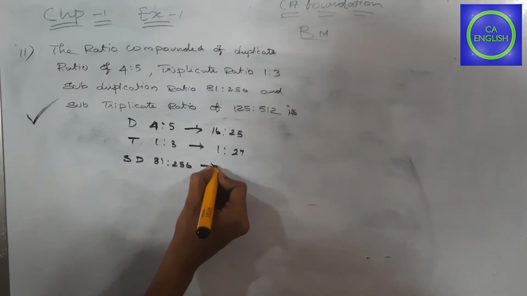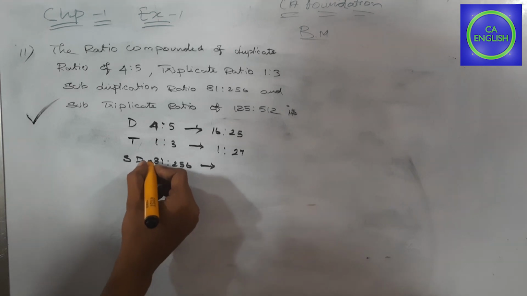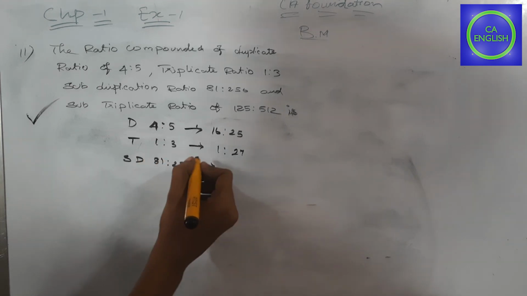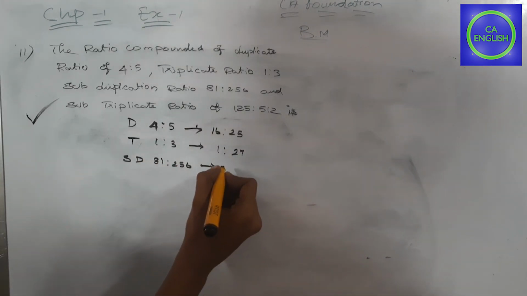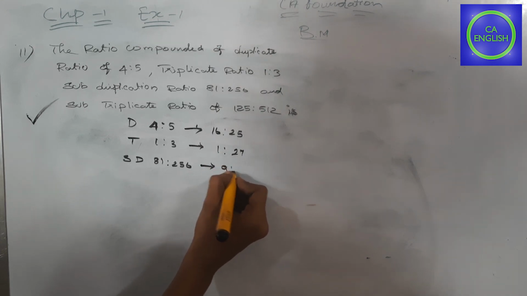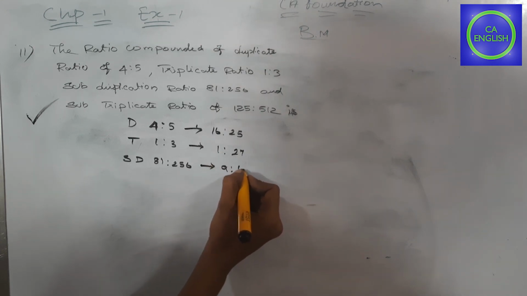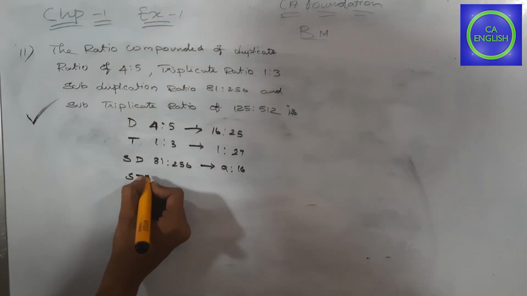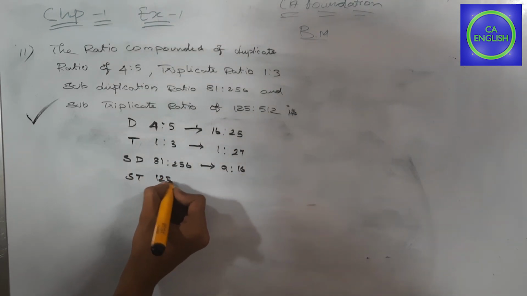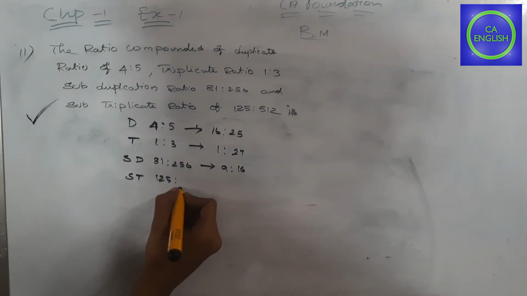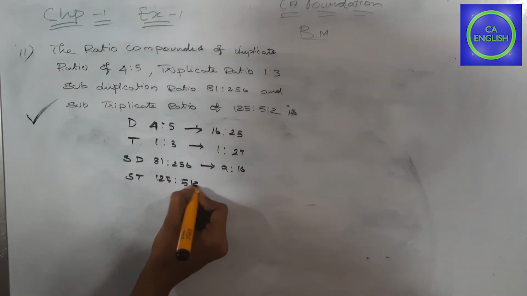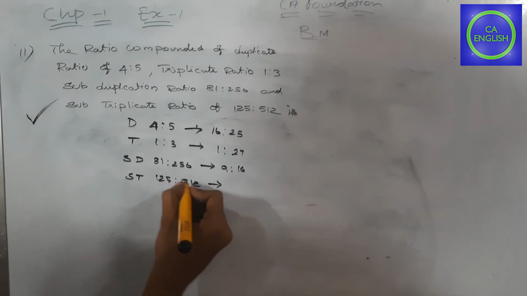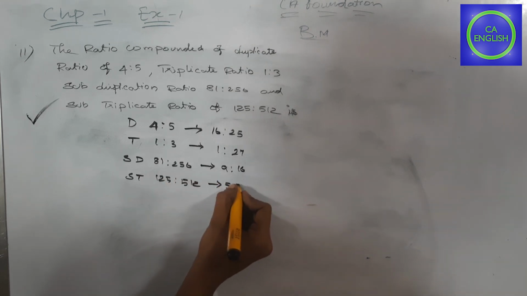81:256. We just want to take the root of 81 and the root of 256. The root of 81 is 9 and the root of 256 is 16. And the subtriplicate ratio, 125:512, take the cube root of this. The cube root of 125 is 5 and the cube root of 512 is 8.